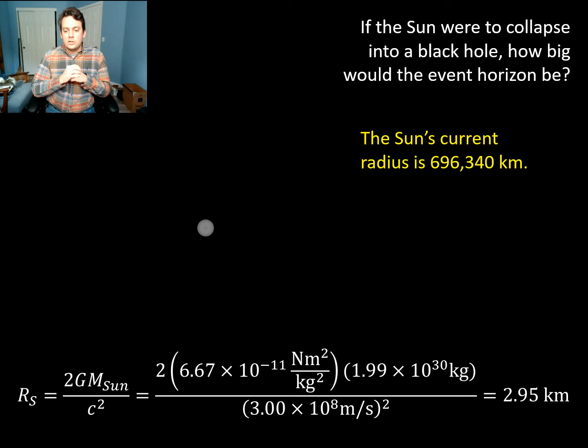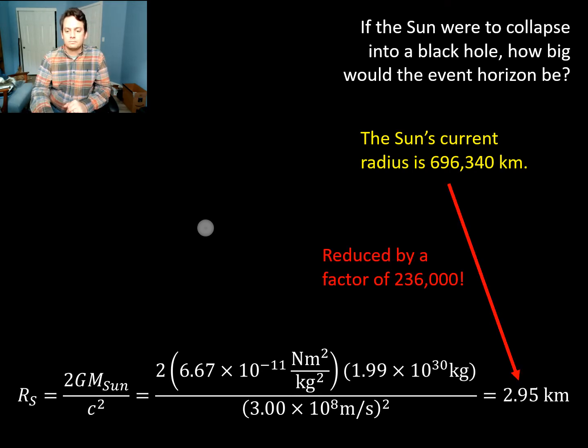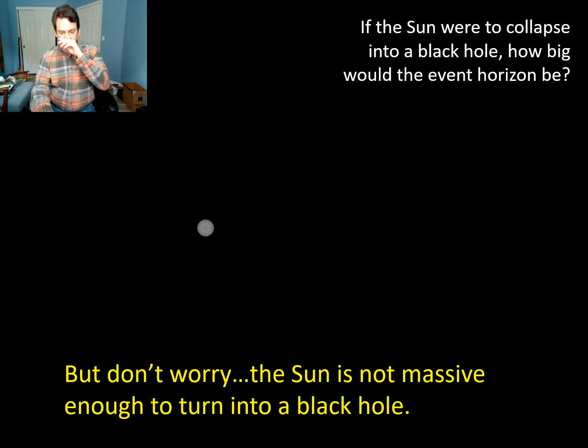You do the math and you get about 3 kilometers. So you go from 700,000 kilometers to 3 kilometers. That's a big reduction, right? It's over a factor of 20,000 reduction. So huge compression required, and again, fortunately, that will not happen to our sun. And there it is in writing. If you didn't believe me when I said it, you can believe me when I type it.